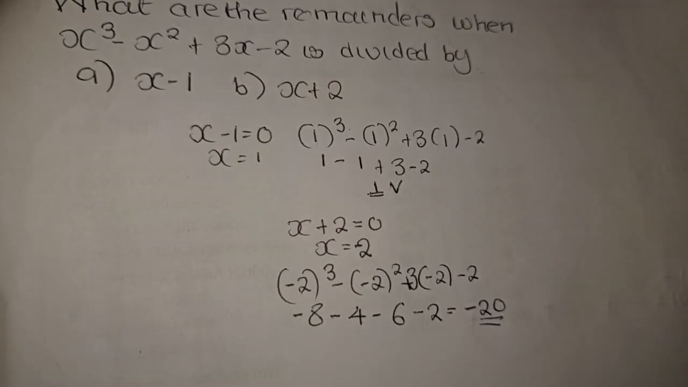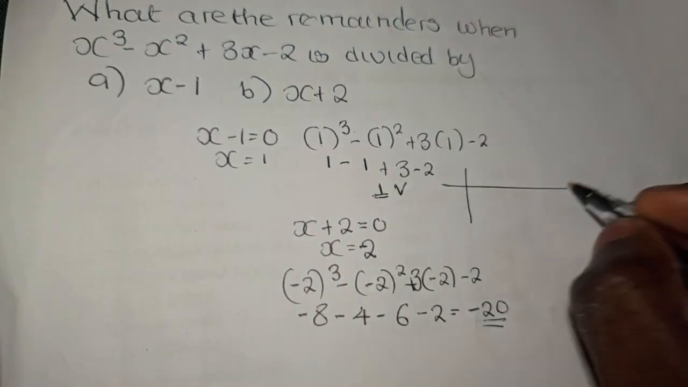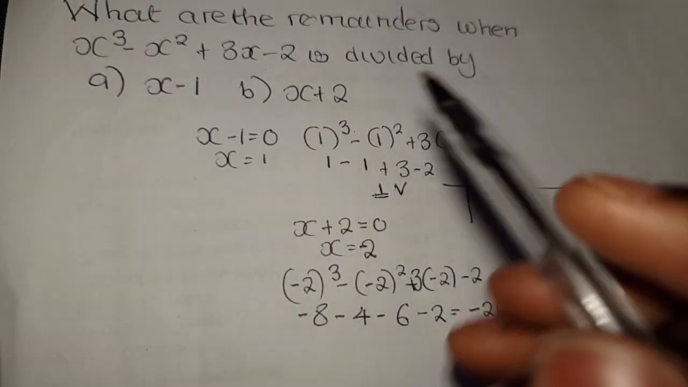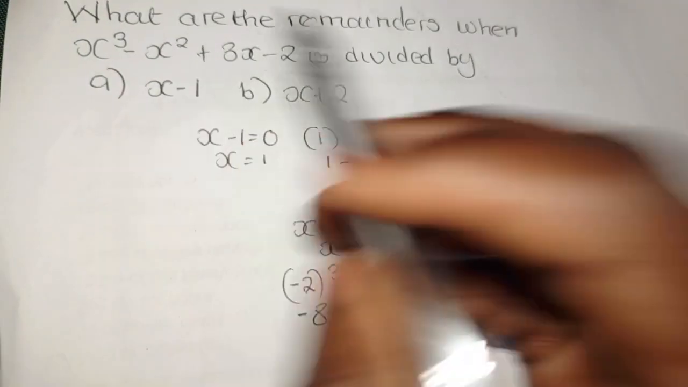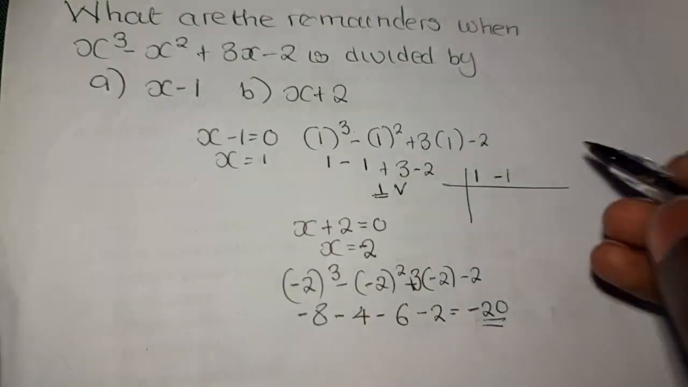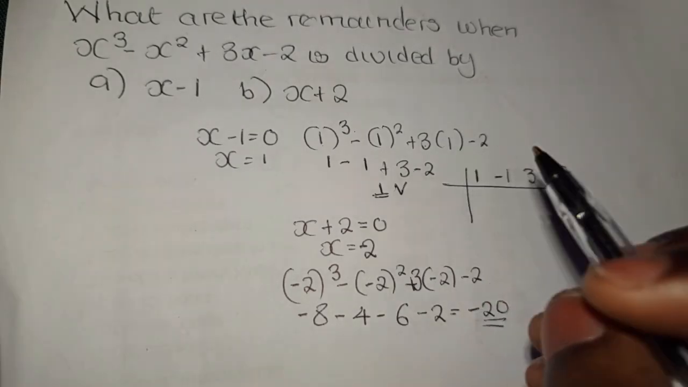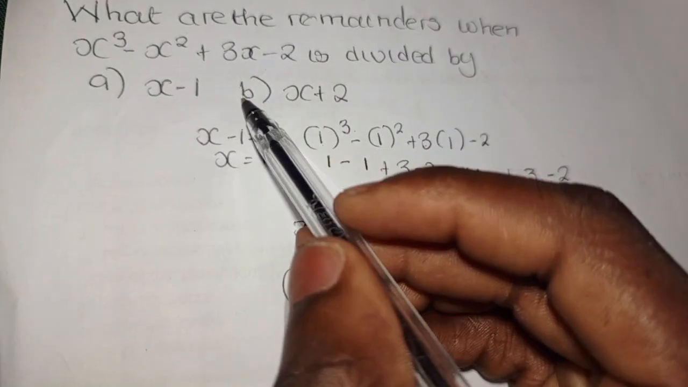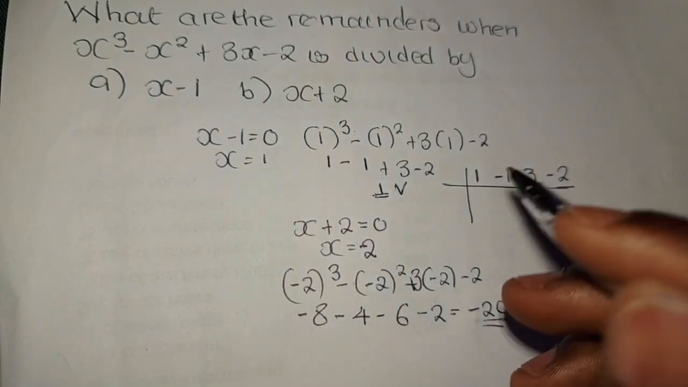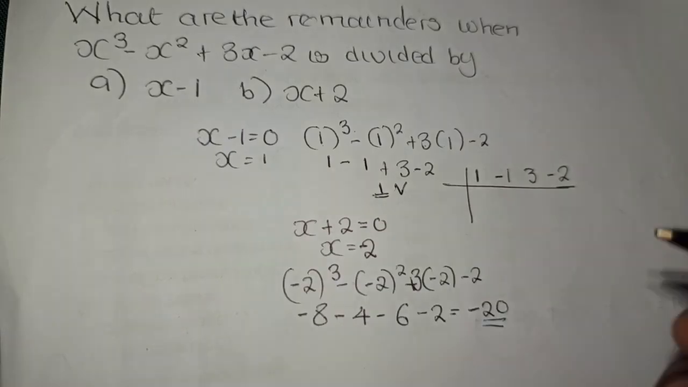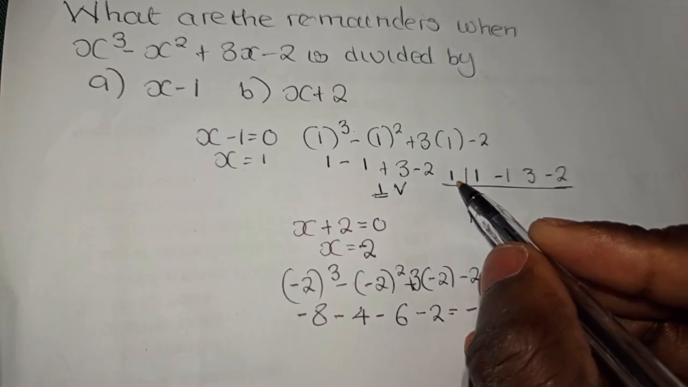Someone may ask, how can we use synthetic division to get the remainder? Remember, in synthetic division you only consider the coefficients. In this case, the coefficient of x to the power 3 is 1. The coefficient of x squared is negative 1. The coefficient of 3x is basically 3. And the constant is negative 2. So we can just choose between A and B, which one we can test to prove that synthetic division can also produce a remainder. So we can even choose x minus 1, where we put a 1 here by doing what we had done. So this is where the 1 is coming from.